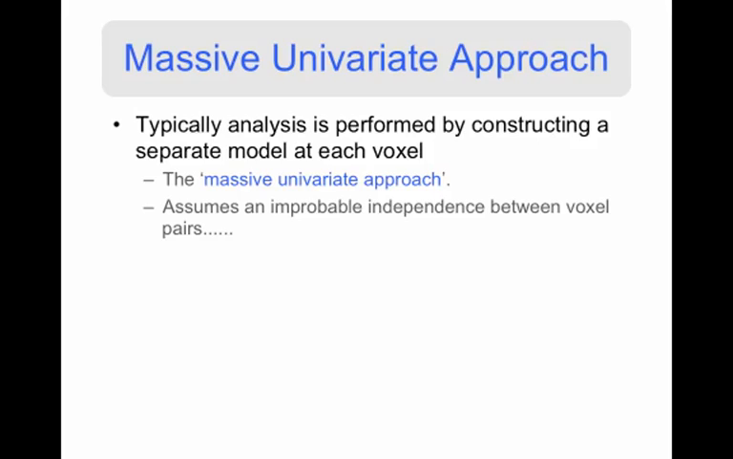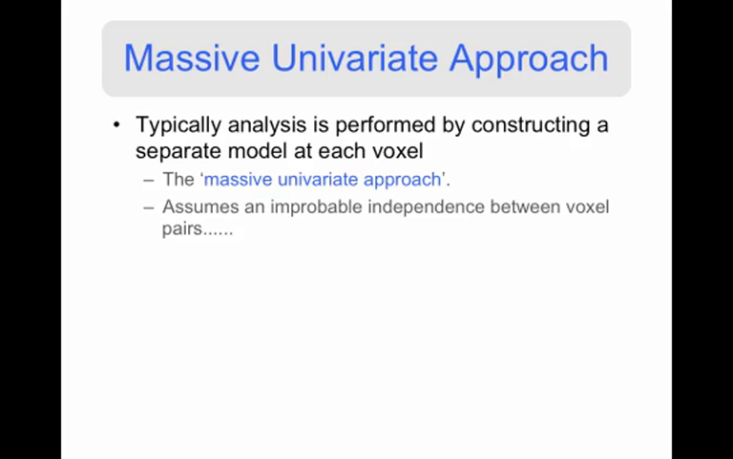Typically, analysis is performed by constructing a separate model at each voxel of the brain. This is sometimes called the massive univariate approach. Basically, we treat each voxel as its own entity and perform a statistical test on that voxel.